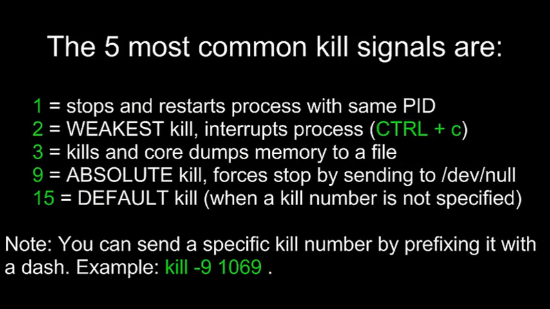The 5 most common kill signals are 1, which stops and restarts a process with the same PID, 2, which is the weakest kill and interrupts a process. When we do Control-C to break a process running from the console, that's kill signal 2. 3 kills and core dumps memory to a file. 9 is the absolute kill. It's the strongest kill, and it forces a stop by sending the process to device null.